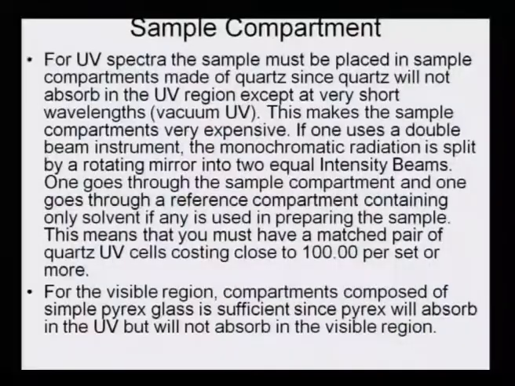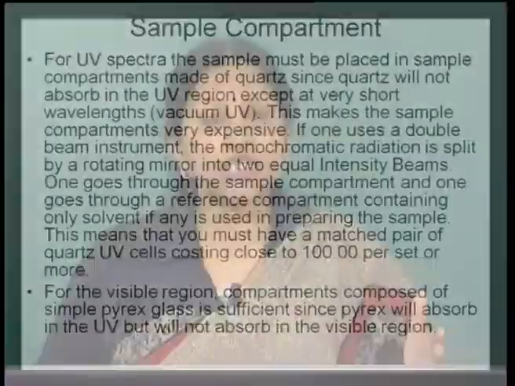The sample compartment is also very special. For UV spectra, the sample must be placed in a sample compartment made of quartz, since quartz will not absorb in the UV region except at very short wavelengths, that is vacuum UV, which we normally do not use. So, the sample cell must be made out of quartz.